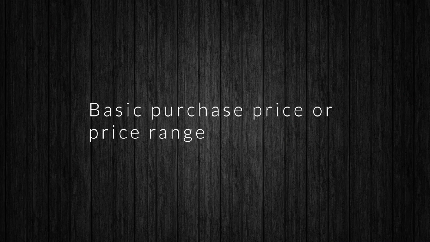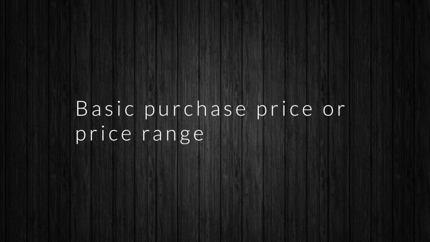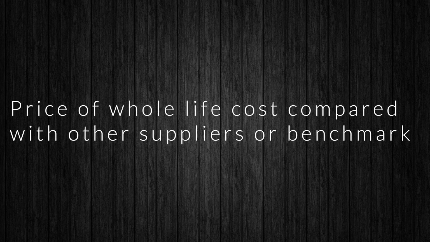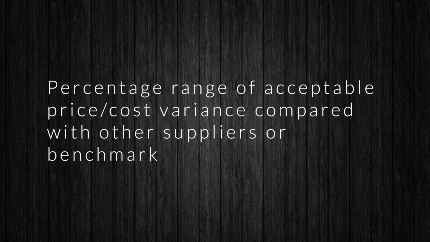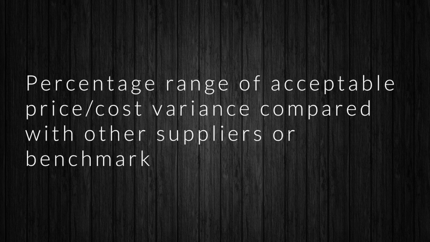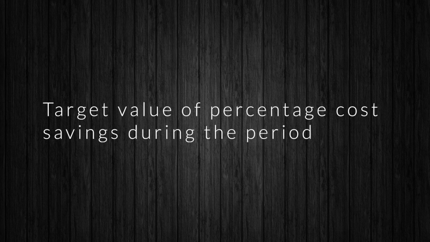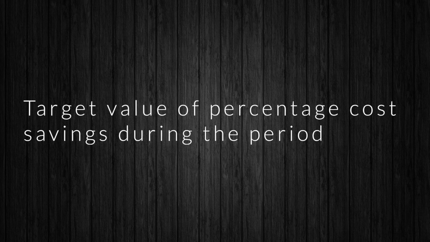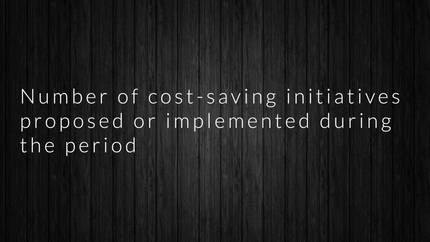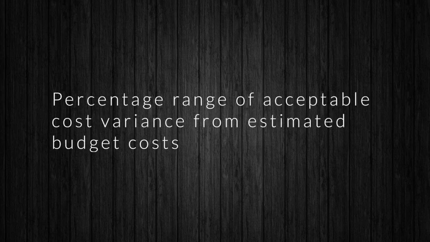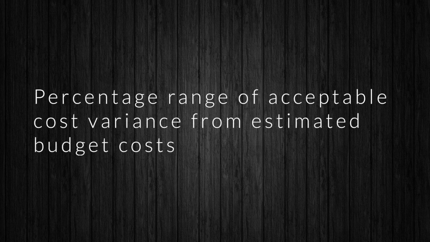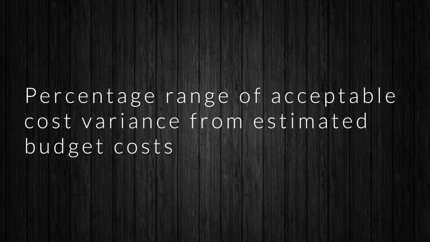Number 1, basic purchase price or price range. Number 2, price of whole life cost compared with other suppliers or benchmark. Number 3, percentage range of acceptable price or cost variance compared with other suppliers or benchmark. Number 4, target value of percentage cost saving during the period. Number 5, number of cost saving initiatives proposed or implemented during the period. And finally, percentage range of acceptable cost variance from estimated budget costs as a measure of effective cost management.